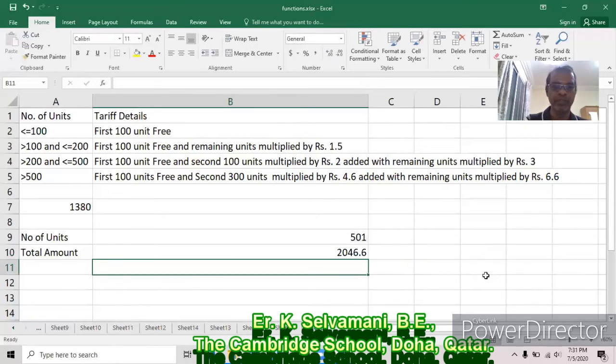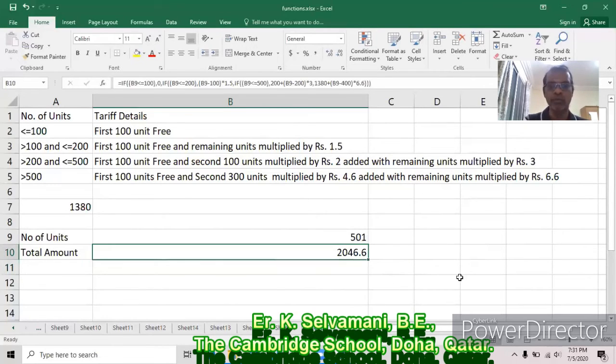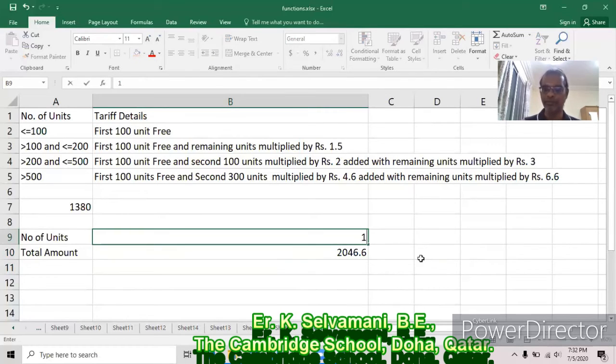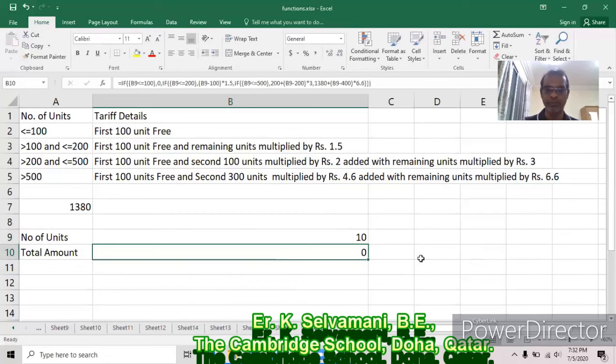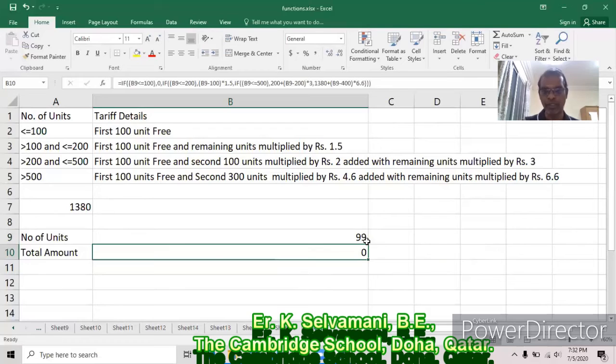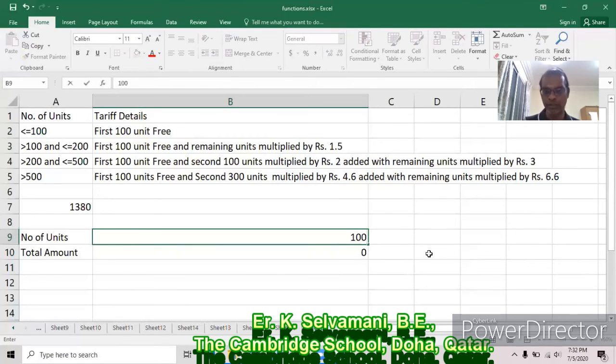Now we will see here. 2046.60 paise you have to pay. Very simple. Now we will check it once again. If the number of units is 10, it should give 0. Okay, very good. For 99 units, it should still be 0. For 100, still 0. Okay, very good.